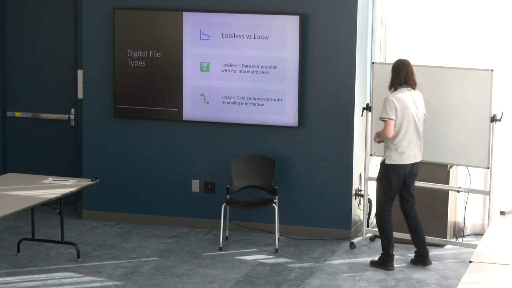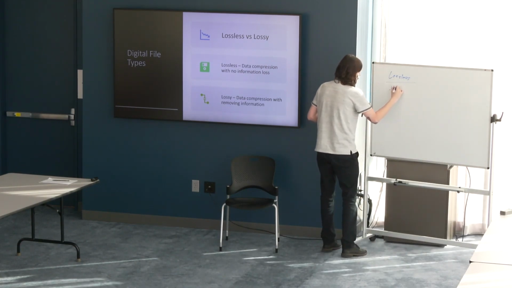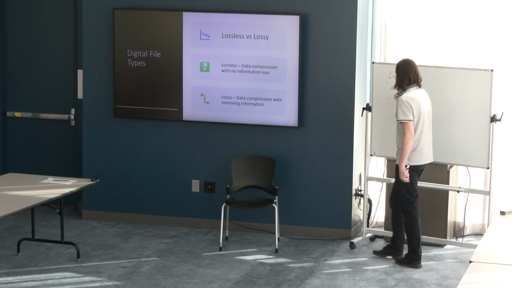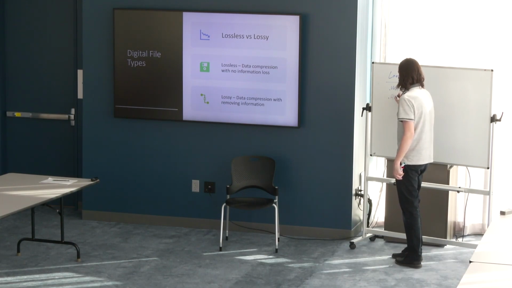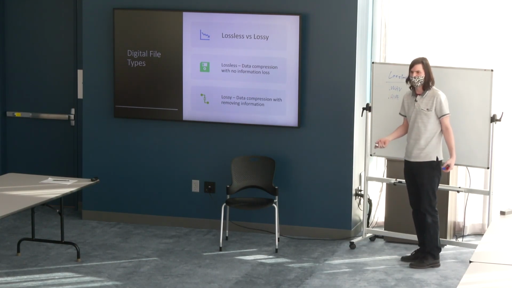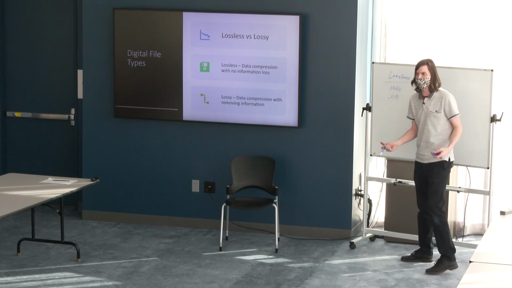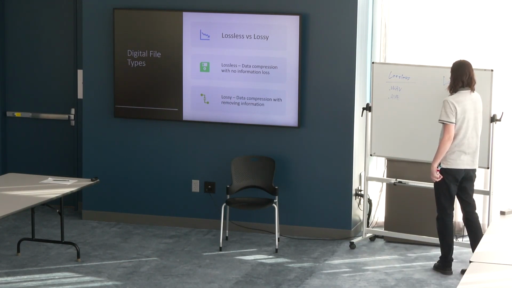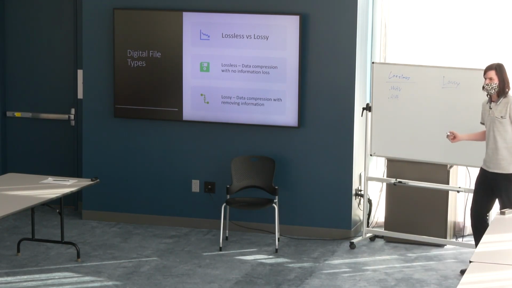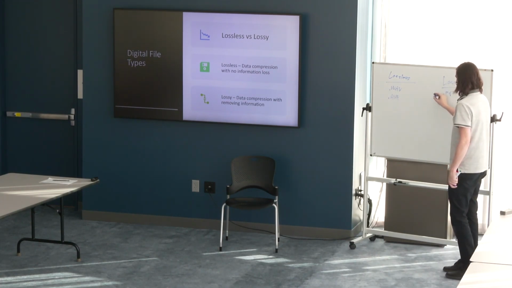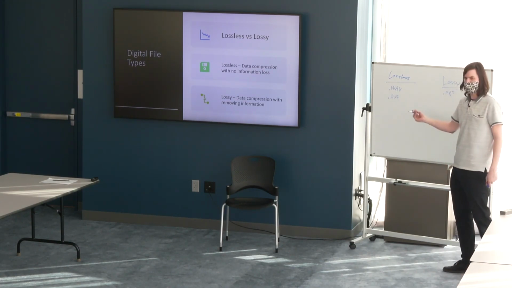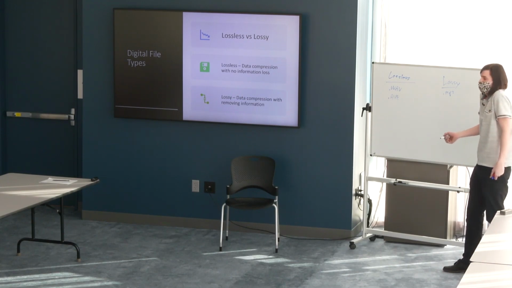So lossless, the main lossless file that we use is .wav. Apple has a version of the .wav called the .aiff. They just wanted to be different, make their own thing, but it's basically the same thing. It's just Apple being Apple. Then we have lossy, and the lossy file type that everyone's familiar with is .mp3. The other type of lossy file that Apple also made is .aac, basically the same thing.